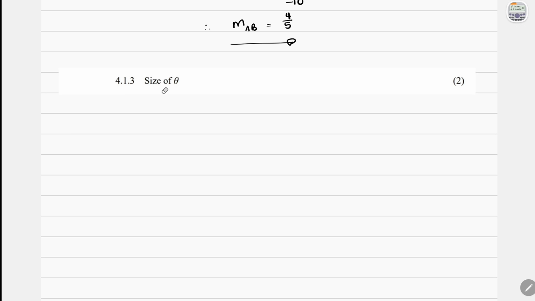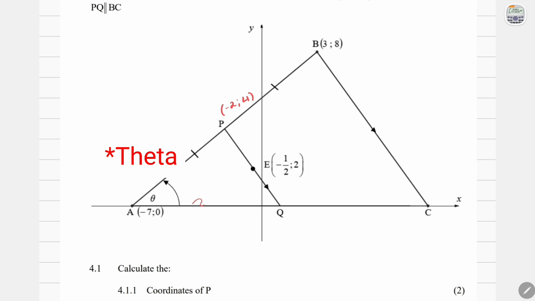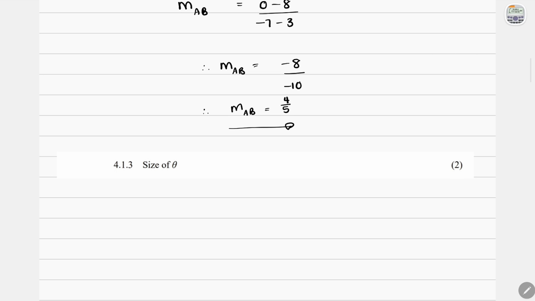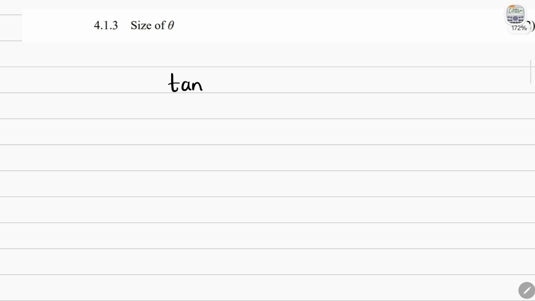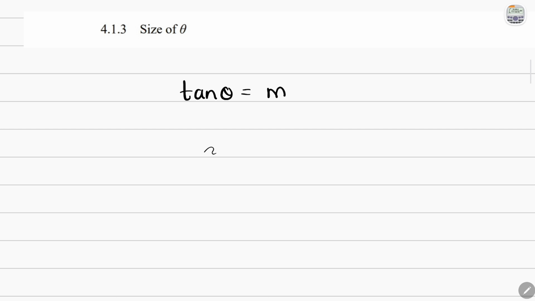Question 4.1.3 says find the size of alpha. So we can see that alpha is the angle created between the x-axis and this line AB. So it's the angle of inclination of AB. So all we need to find this is the gradient of AB, which we just previously found as 4 over 5. So to find the angle of inclination, we simply say tan theta is equal to our gradient. Okay, so we know that the gradient is 4 over 5. So we're simply going to say tan theta is equal to 4 over 5.